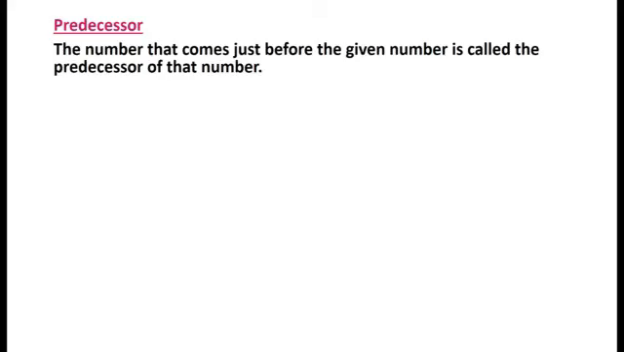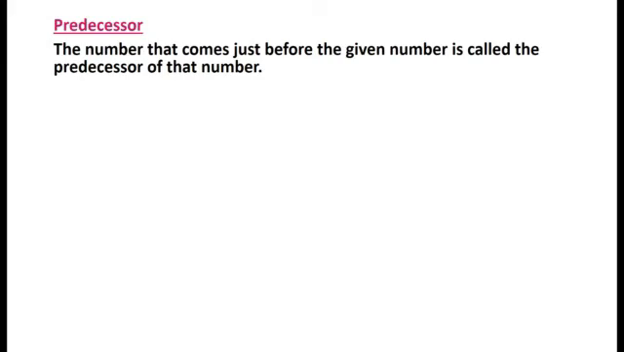Next topic is predecessor. The number that comes just before the given number is called the predecessor of that number. That means children, if I give you any number like 11, the predecessor will be the number which comes just before 11, that is 10. So the predecessor of 11 will be 10. For finding the predecessor we subtract 1 from the given number.